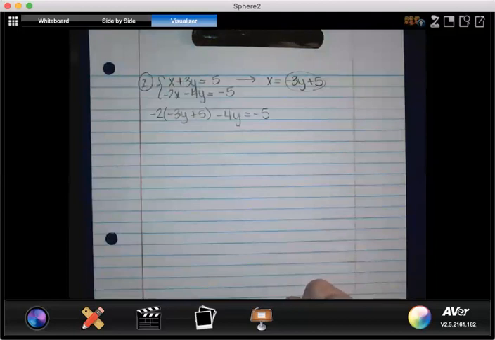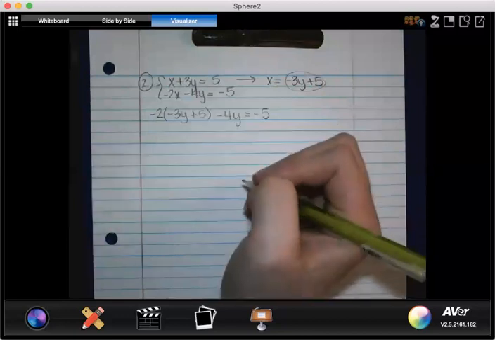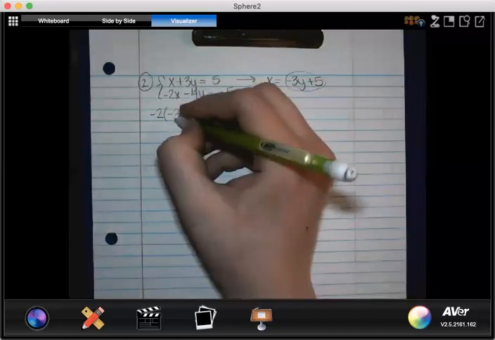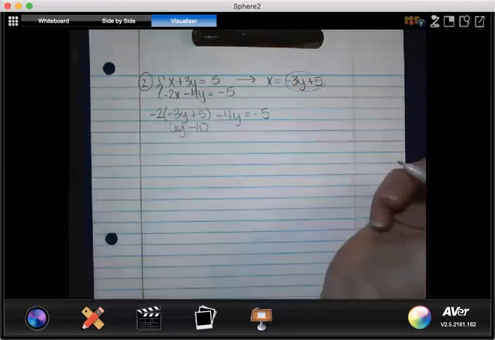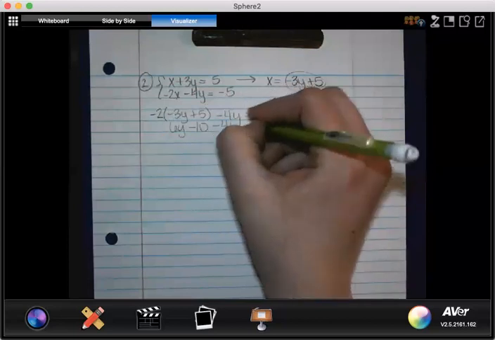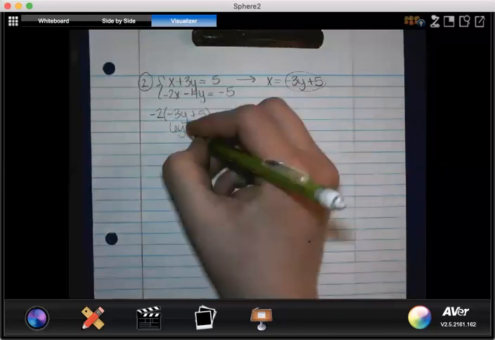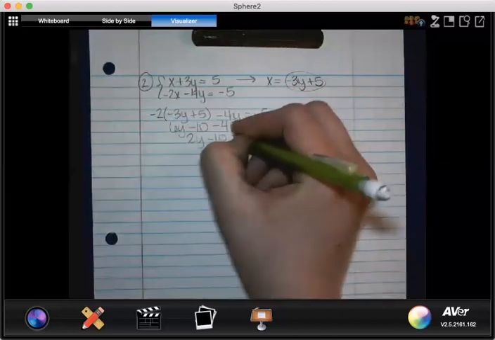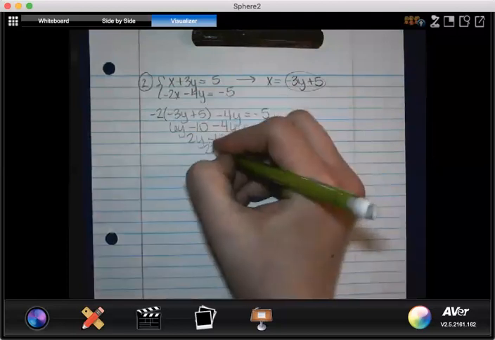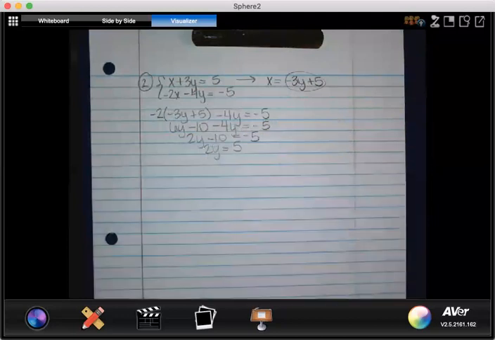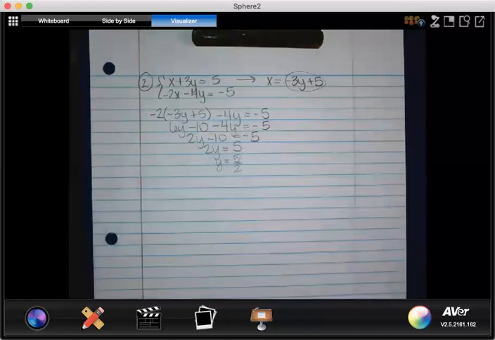Now we're on to step 3, which means we are going to solve for the variable. So first I need to distribute. Distributing should get you 6y minus 10 minus 4y equals -5. Combine like terms, we'll get 2y minus 10 equals -5. Add the 10 over, we get +5 now. And divide by 2, that means my y equals 5/2.